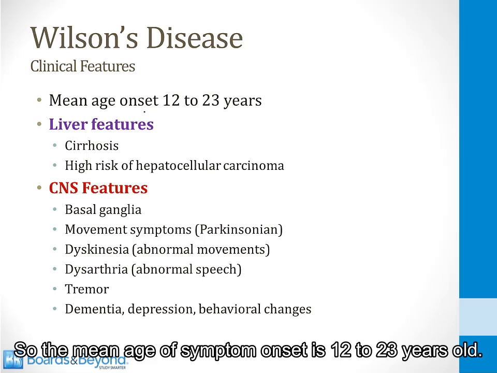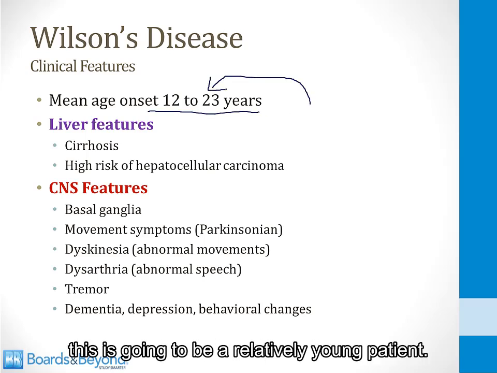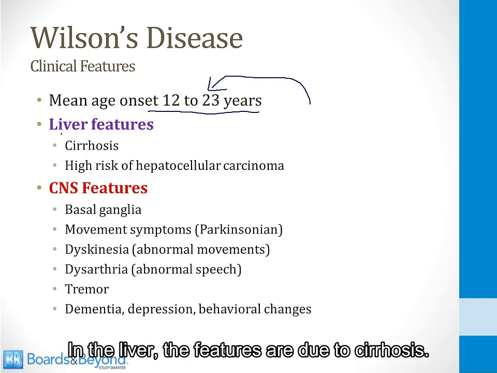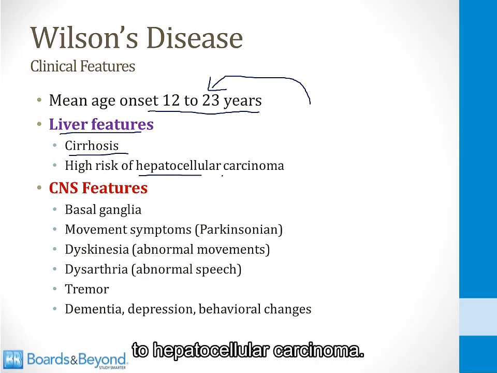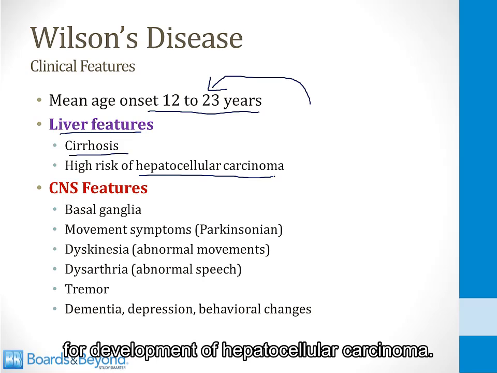Even though you're born with this condition, it takes years for the copper accumulation and organ damage to occur, so the mean age of symptom onset is 12 to 23 years old. So in a board question, this is going to be a relatively young patient. In the liver, the features are due to cirrhosis, and in addition, these patients have a high risk of progression to hepatocellular carcinoma. They're often screened for development of hepatocellular carcinoma.